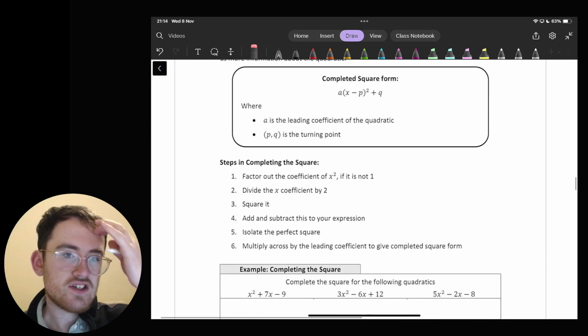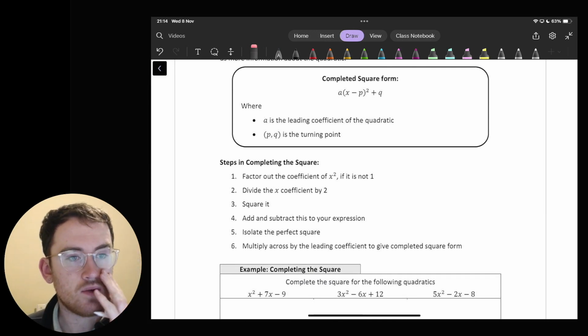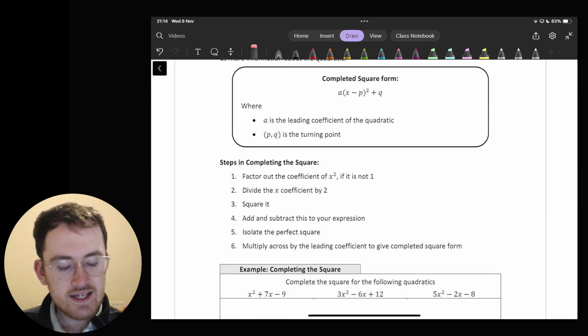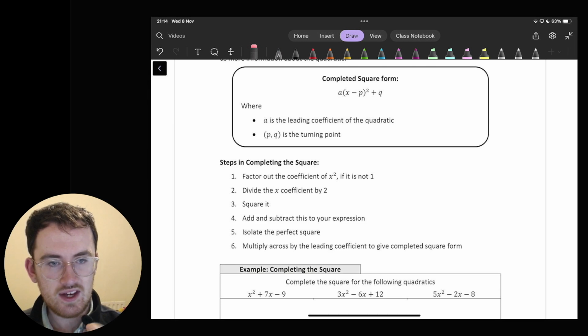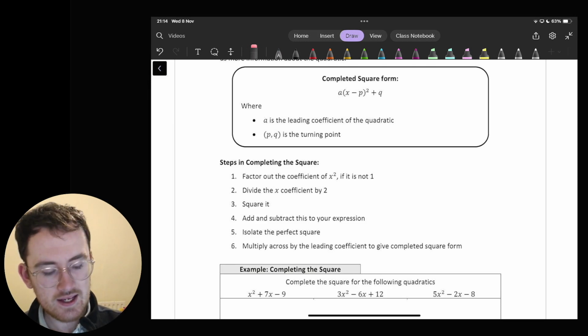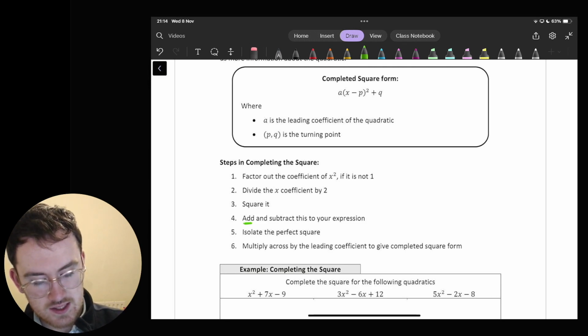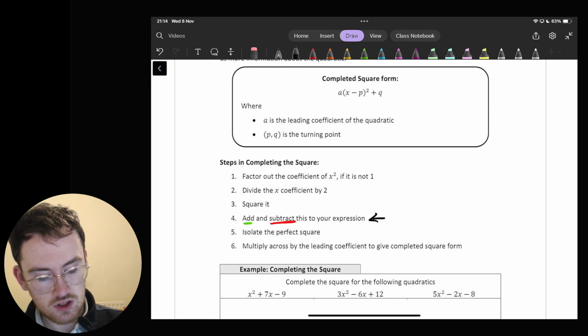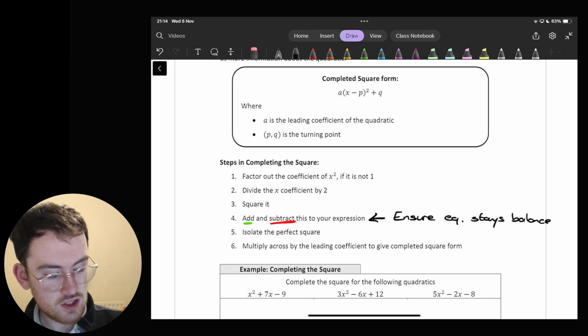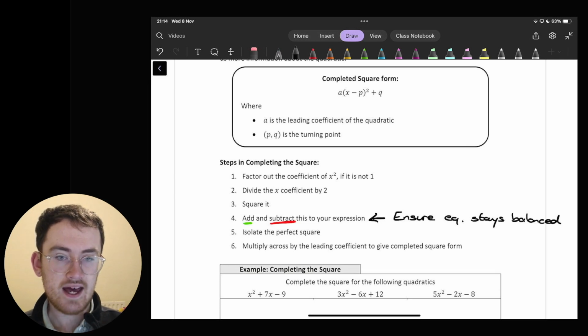So looking at our steps here, we factor out the coefficient of x squared if it's not 1. We divide the x coefficient by 2, so we divide it in half. We then square that answer, and we add and subtract this to the equation. Now the reason we add and subtract it is to ensure the equation stays balanced. We obviously can't just add something to an equation for the sake of it. So by adding and subtracting it, we're ensuring it stays balanced.